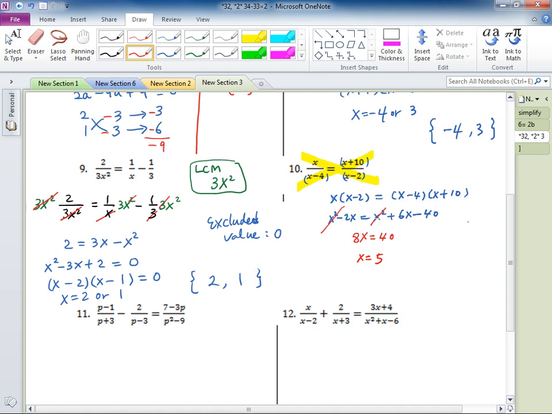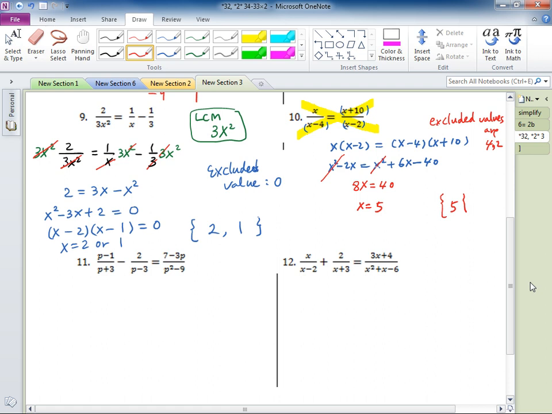Is 5 an excluded value or not? Excluded values are 4 and 2, so it's okay. So that is the solution. Okay?